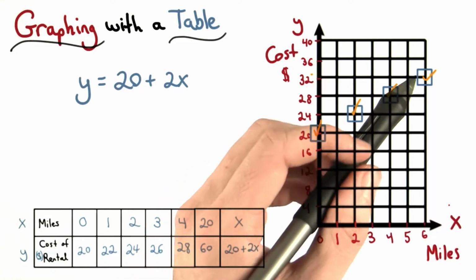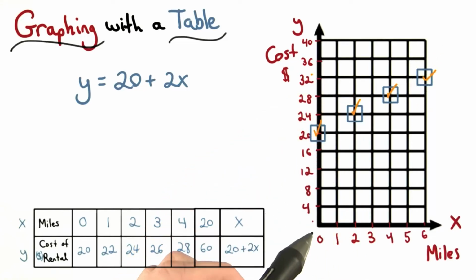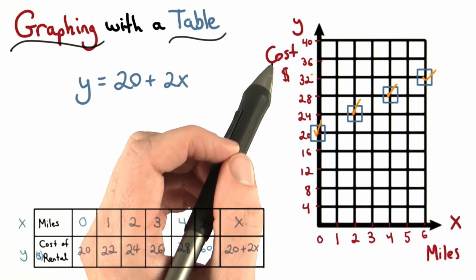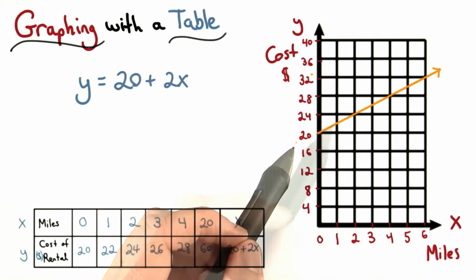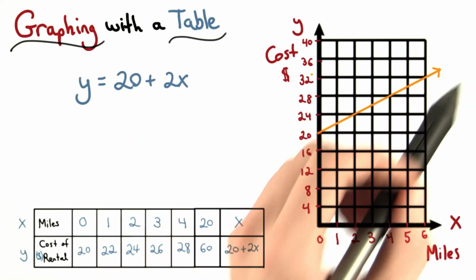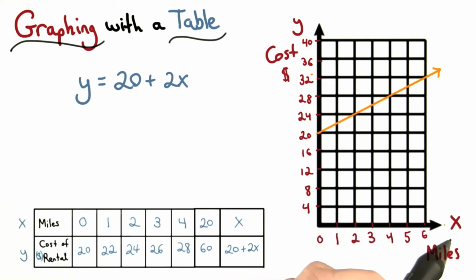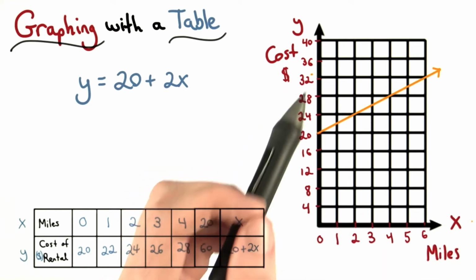We can connect these points to form all the points that represent the miles driven and the cost of our truck rental. Here's what our graph would look like. And notice that the graph continues to increase up and to the right. Well, that's because I could drive more miles and my cost would continue to go up.